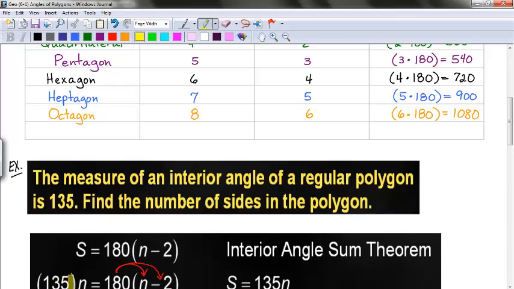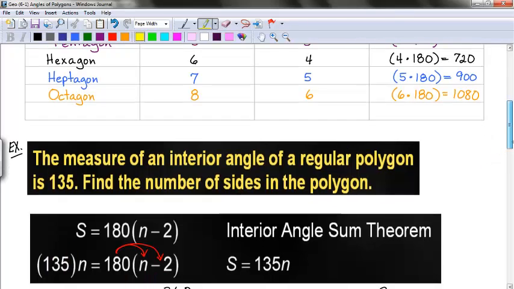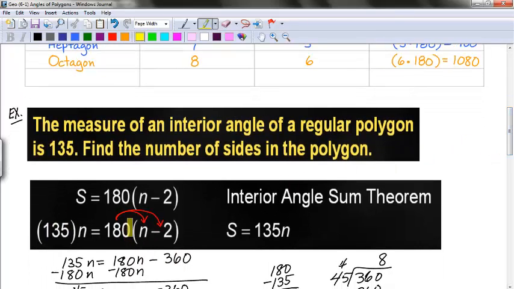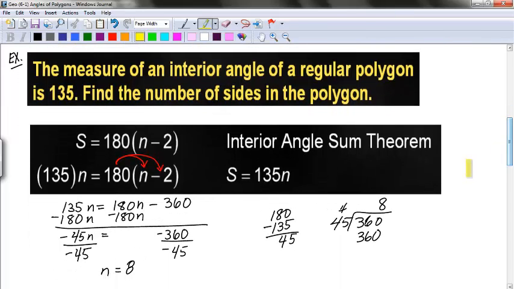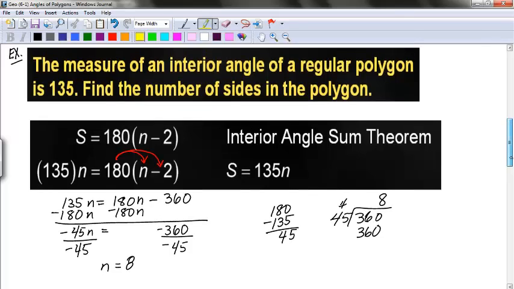So you've got to take 135, the one angle, times the number of sides, and substitute in, and you've got 180 times the quantity number of sides minus 2. Then simplify that. If you work that out, you end up with n equals 8 sides. This is the critical part right here. The 135 is not the sum. It's got to be 135 times the number of sides on the left.